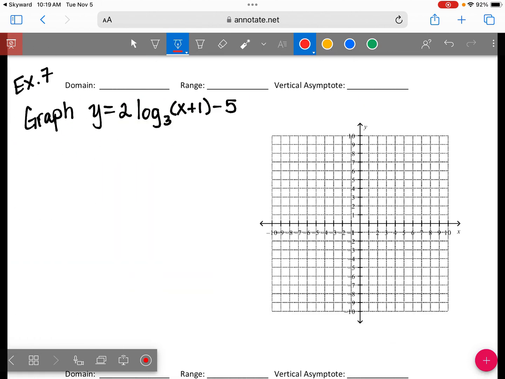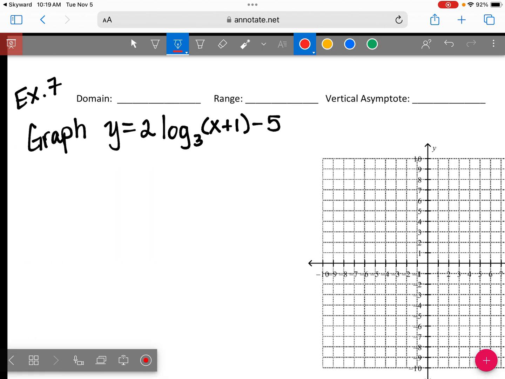All right, so go ahead and copy this down on the back. This is our example that we're going to graph, and that will be it. So we're going to call this example 7, and we're going to graph y equals 2 times the log base 3 of x plus 1 minus 5. So we're going to start with our base. Let's make your exponential table.